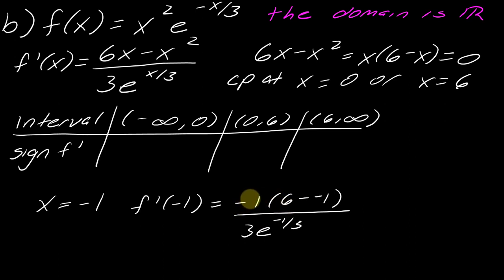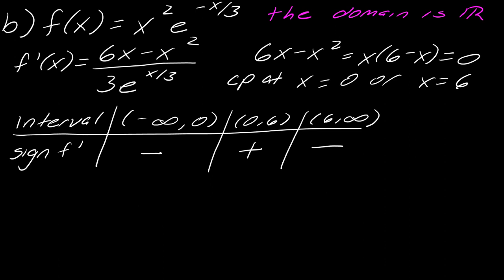So this is negative, times something that will end up being positive. And then this 3e to the -1 will also end up being positive. All this negative exponent does is bring this back up here. So ultimately, the sign of this is going to be negative. And that's what you want to do for each interval. If I plug in something like x equals +1, then everything's going to be positive, so this will be positive. And if I put in something bigger than 6, it's going to make the whole top negative, so the sign of the derivative will be negative again.